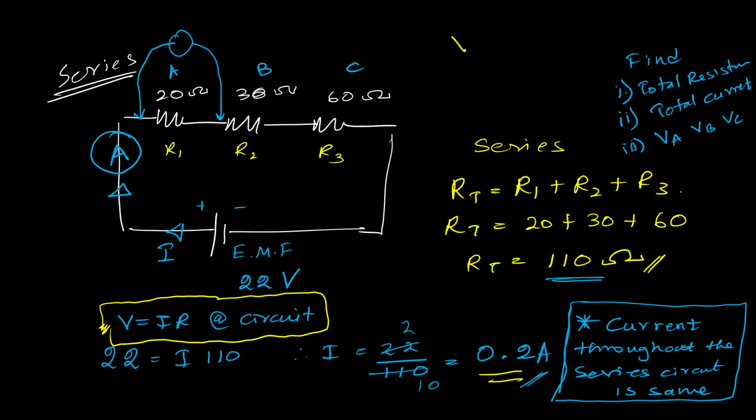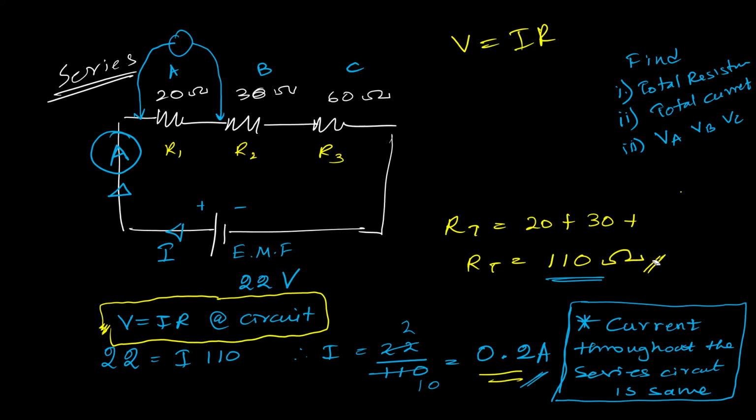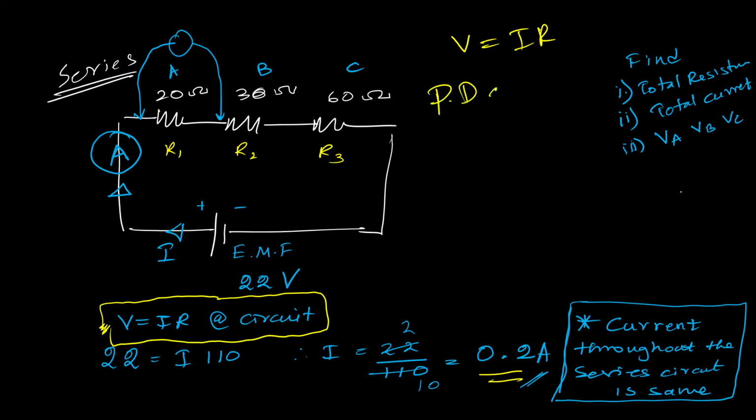So now I will show you how to find the voltage of A, voltage of B, voltage of C. Voltage of A, voltage of B, voltage of C are also known as potential difference of A, potential difference of B, potential difference of C. So first one, potential difference at A. There I have to use V equals IR, but at A, V equals IR at A.